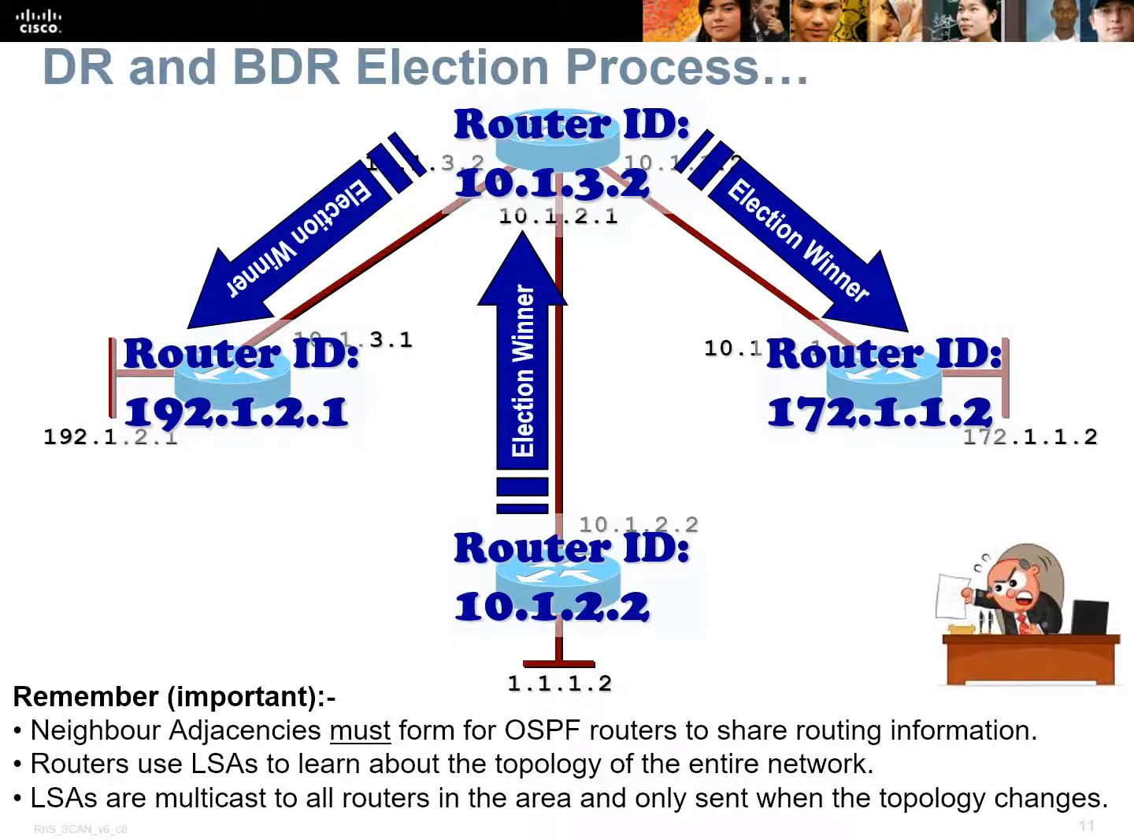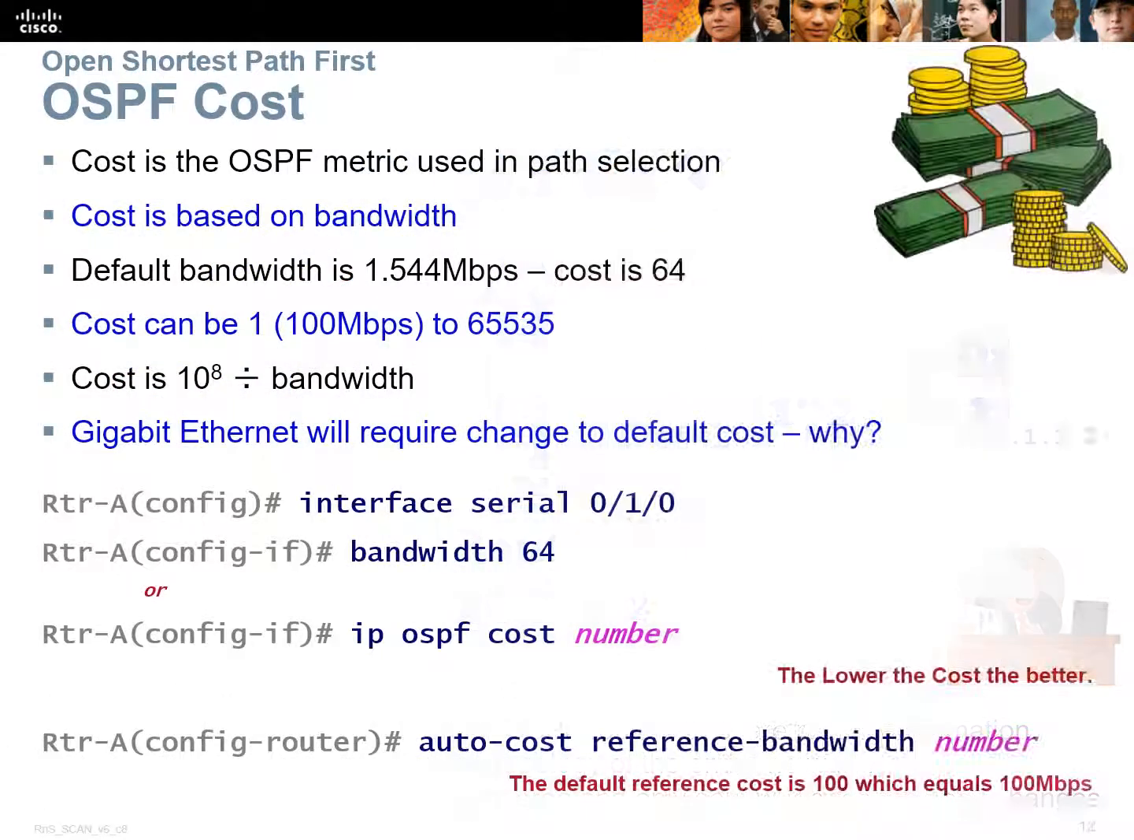Neighbor adjacencies must be formed before they can do all this lovely work. Link state advertisements are used to learn the topology, and the link state advertisements are multicast to all the routers in that same area, and that's a problem. The primary metric of OSPF is cost. It's all about the cost. And cost is the inverse of bandwidth. So 10 to the power of 8 divided by bandwidth is a number.